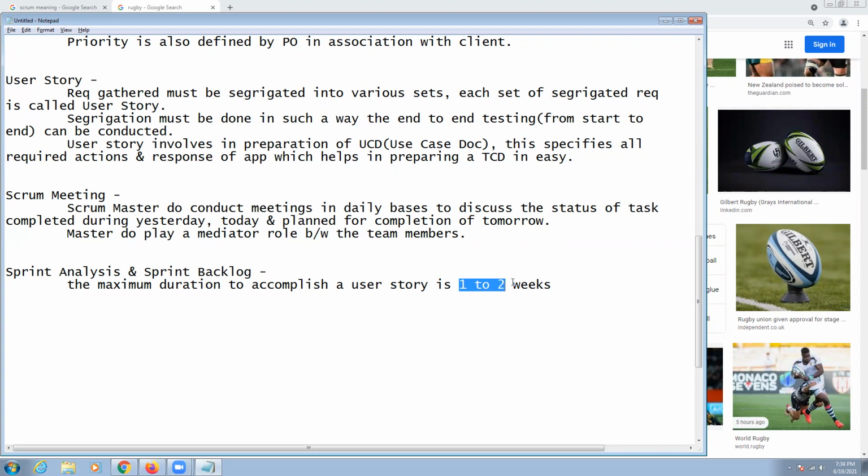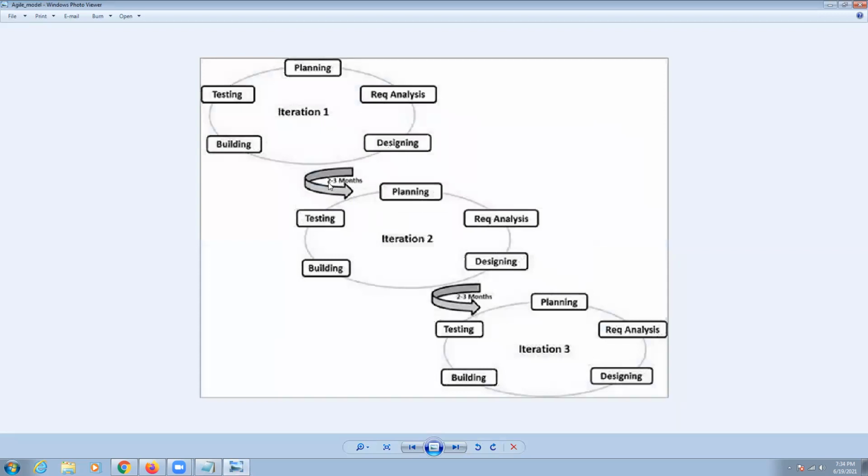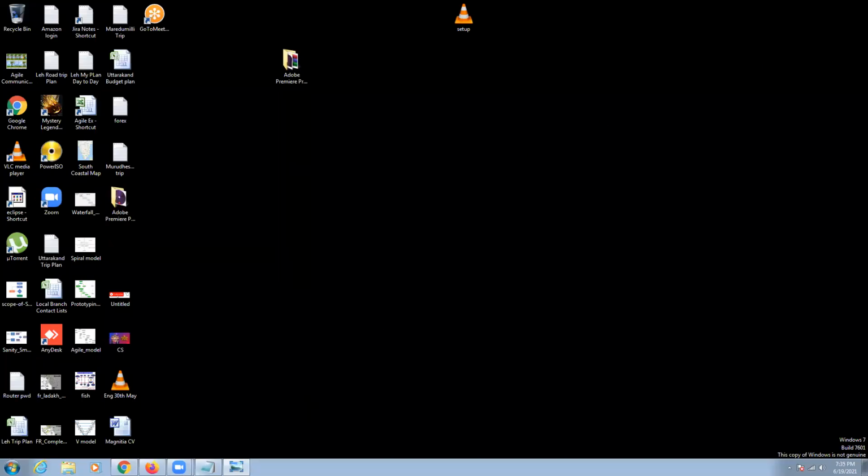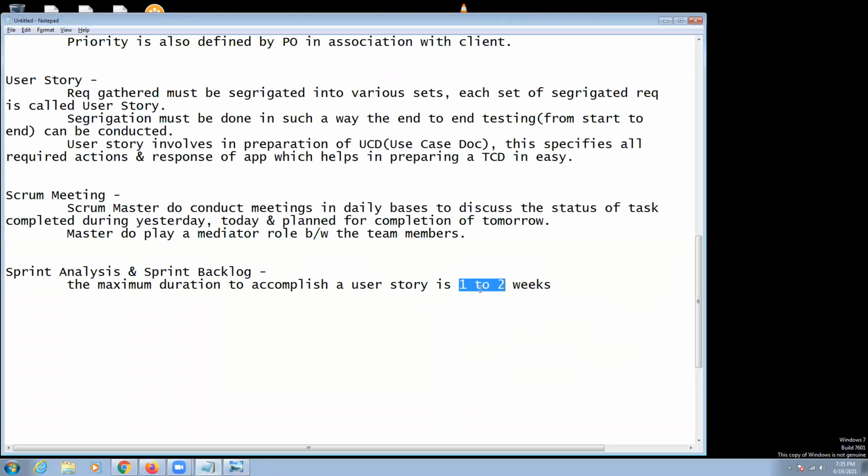How is that possible in 15 days? It may be more than that also. If you look at the image which I downloaded over here, it has 2 to 3 months. Based on the requirements, the duration can be increased but will not get decreased. In Jira, by default it starts from 2 weeks onwards, though it can be customized to 1 week, and can go beyond 2 weeks also. So sprint analysis defines the maximum duration of the user story to be accomplished, which will be only 1 to 2 weeks.